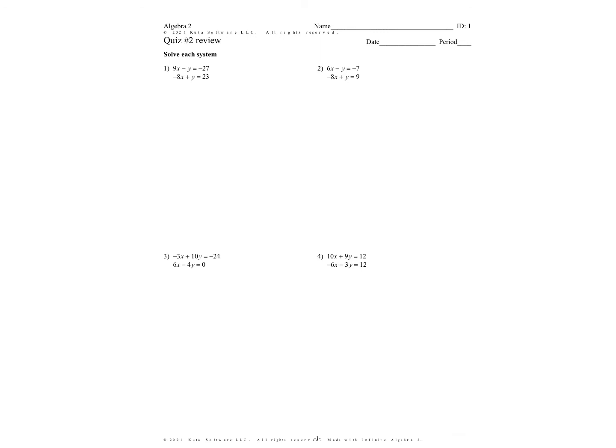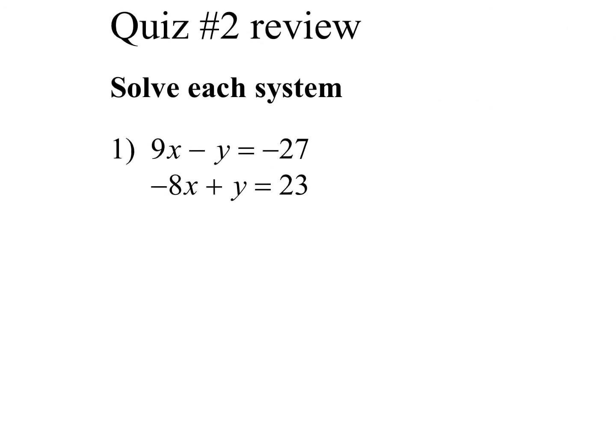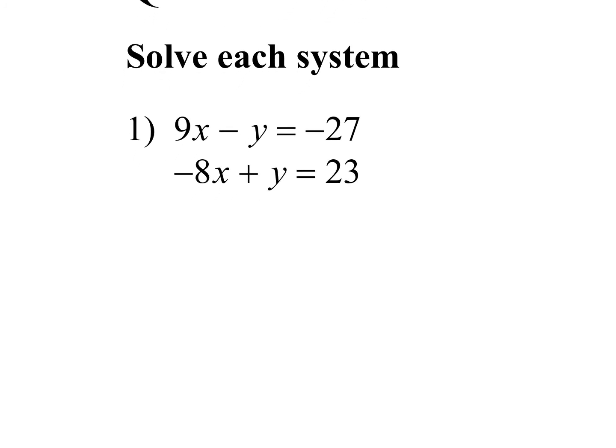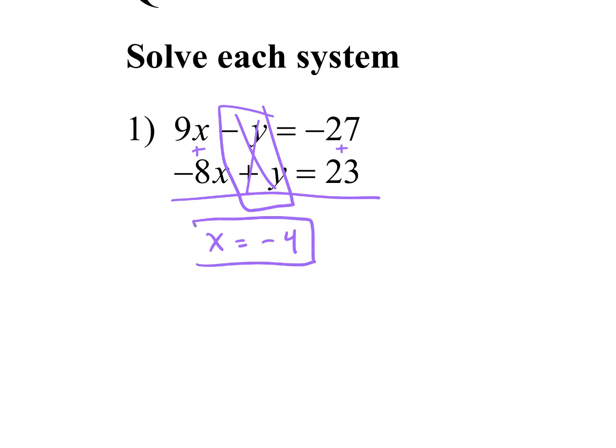So looking at number 1, what do you think the best way to solve this would be? Substitution or elimination? Elimination, because the y's cancel out right away. Nicole. Then we add everything together. So what's 9x minus 8x? X, just one x. And then what's negative 27 plus 23? Negative 4. So x is negative 4. We don't even have to solve it anymore. That's it. And then how do I find y?